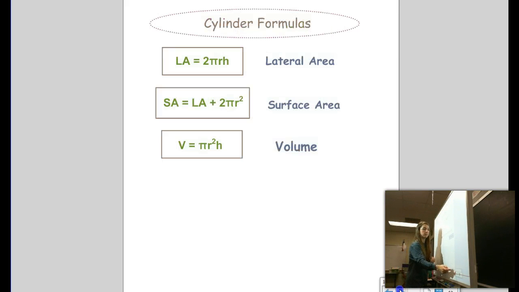What if it's a cylinder? Oh, what? A circle prism. A circle prism is by definition a cylinder. A cylinder is not a prism because it doesn't have edges.